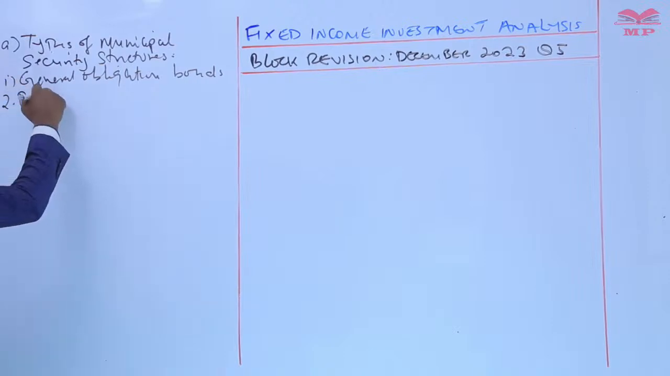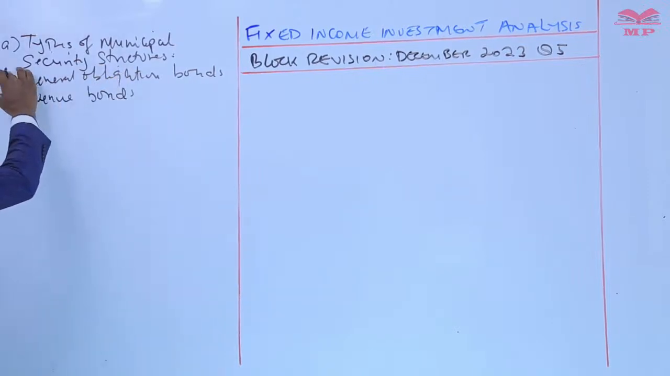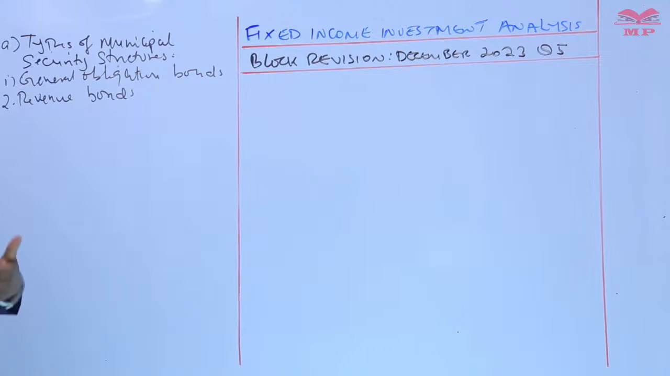Number 2, revenue bonds. Revenue bonds are backed by the revenue generated by a specific project or facility, such as toll roads, airports, water and sewer systems, or even public utilities. The repayment of these bonds relies on the project's ability to generate sufficient revenue. That is the revenue bonds.